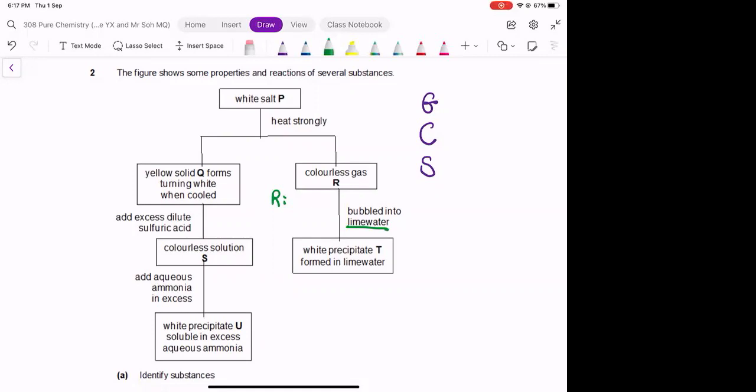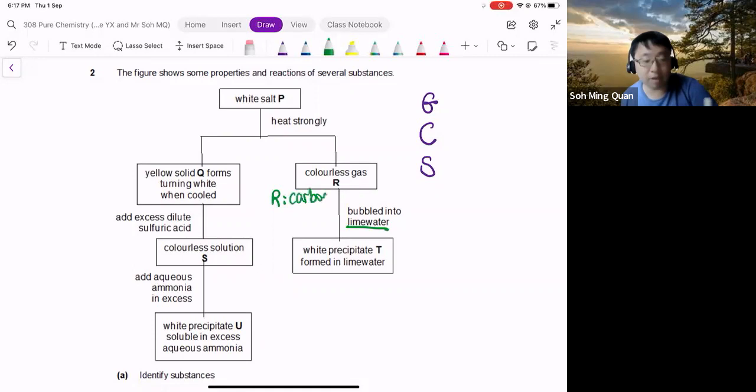Carbon dioxide. Yup, that is correct. Okay. Now, you notice, Mr. So will write down things in the flowchart now. I will highlight keywords like lime water. I will write things down. Once I know that R is CO2, I'm just going to write it down in the flowchart.